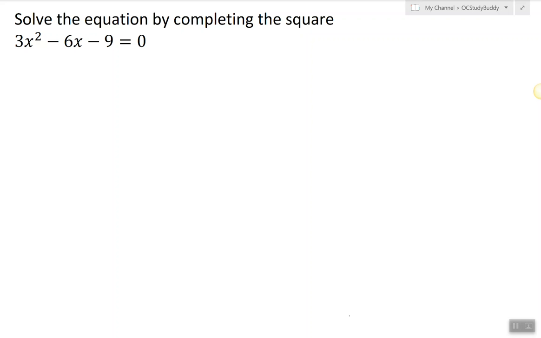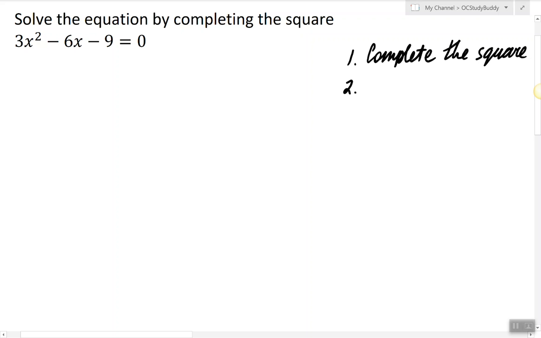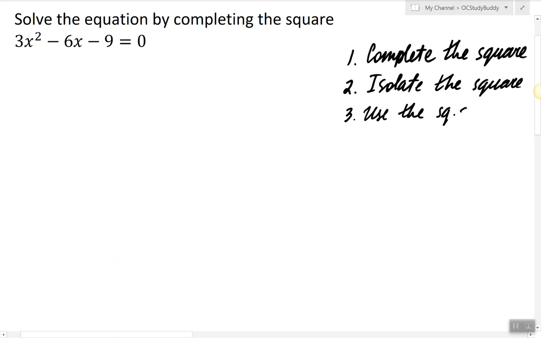In this video, I will show how to solve a quadratic equation by completing the square. And first, let me remind you the method of solving a quadratic equation by completing the square. First, we complete the square. Then, if perfect square is not isolated, we isolate the square. And then after that, we use the square root property.